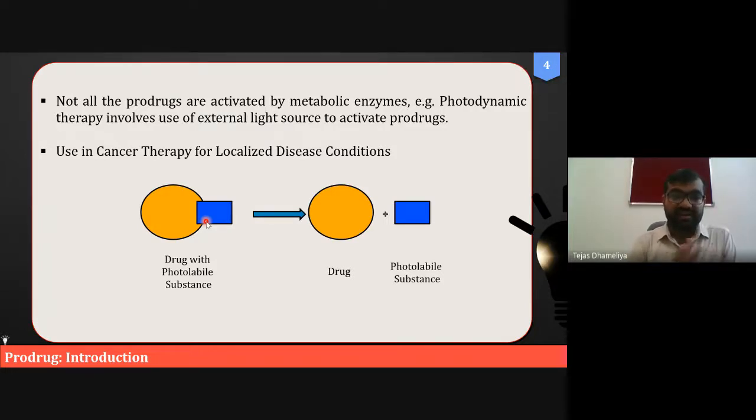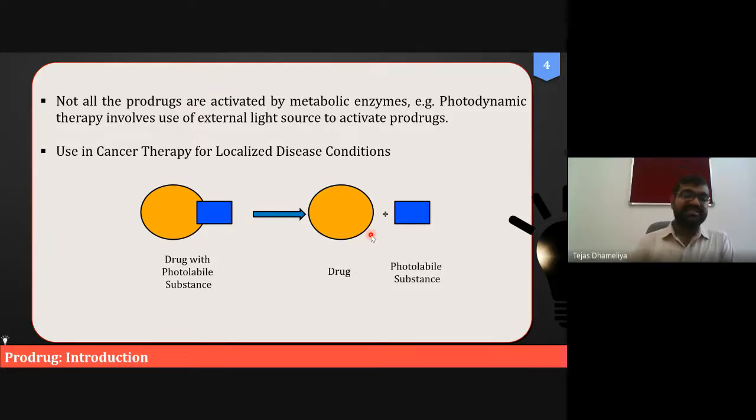So right now it is inactive, but once we have exposure to light over here, it will become active, and that will make the active drug and a photolabile substance. Since it is photolabile, in the presence of light it will undergo degradation, but this is our drug, which will be easily able to show its therapeutic action against the particular disease.